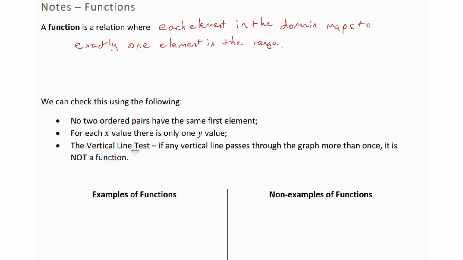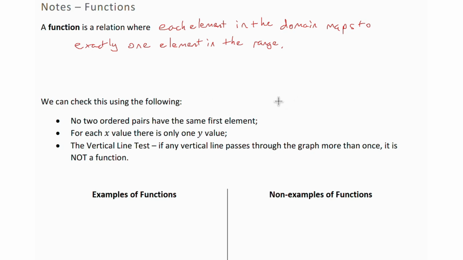We can check for it in different ways. Either if we've got a list, there's no two ordered pairs that have the same first element and a different second element, because then it wouldn't map exactly to one element. Another way to think about this is for each x value, there is only one possible y value. So when x is 1, there is only one possible y value that can go with that. But notice, not necessarily the other way around. We can have multiple x values for one y value, that's okay. But for each x value, there is only one possible y value.